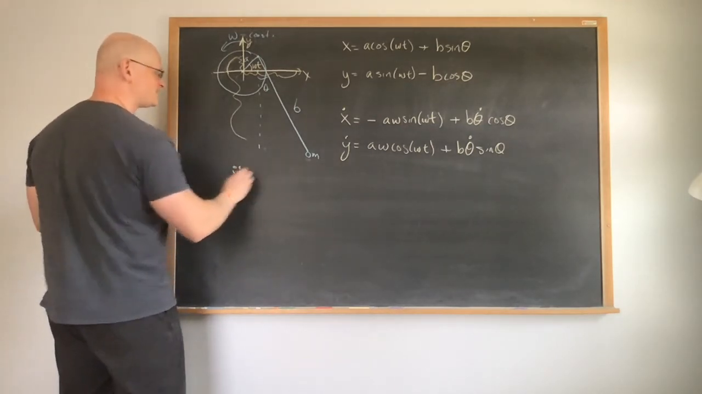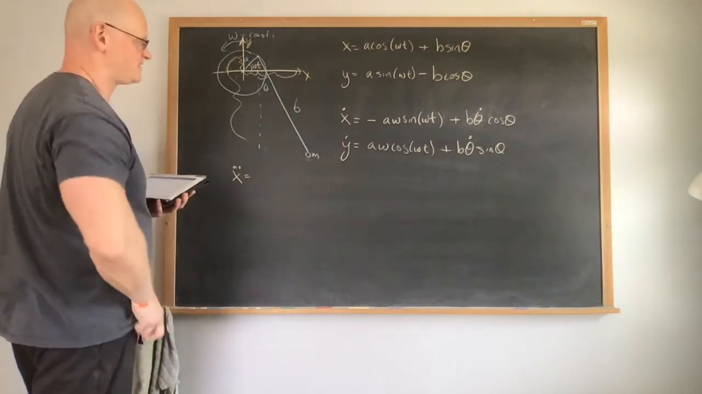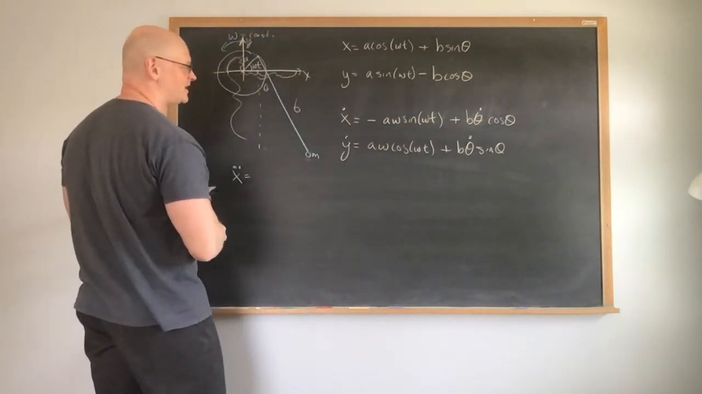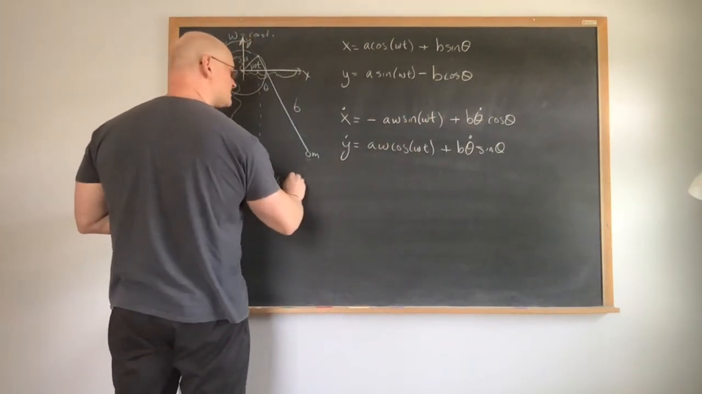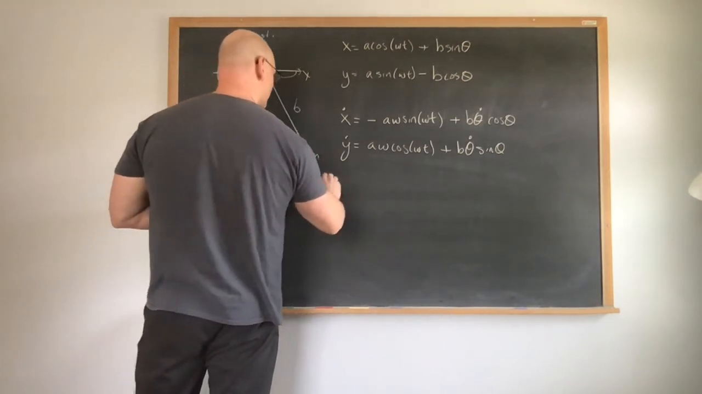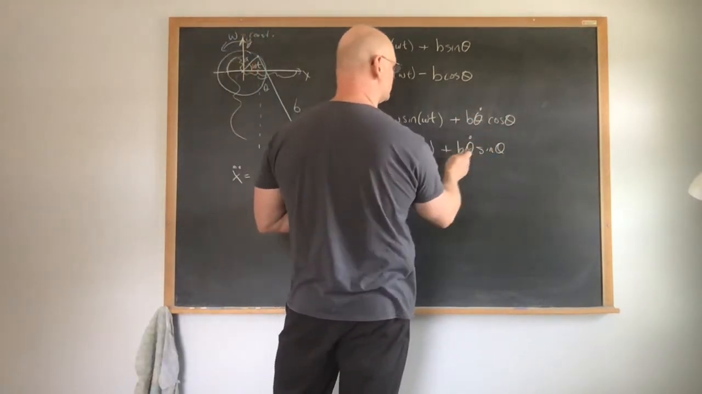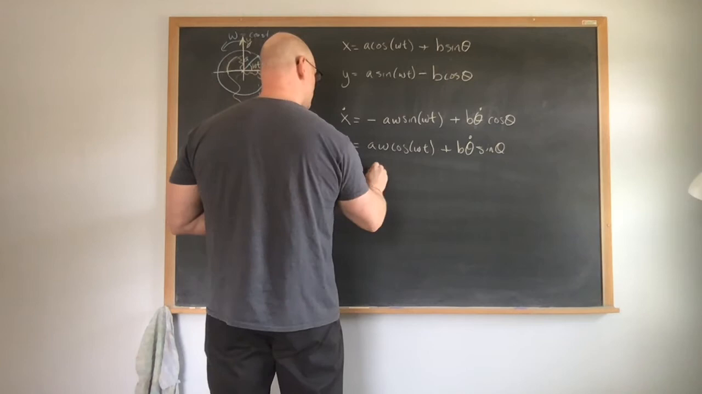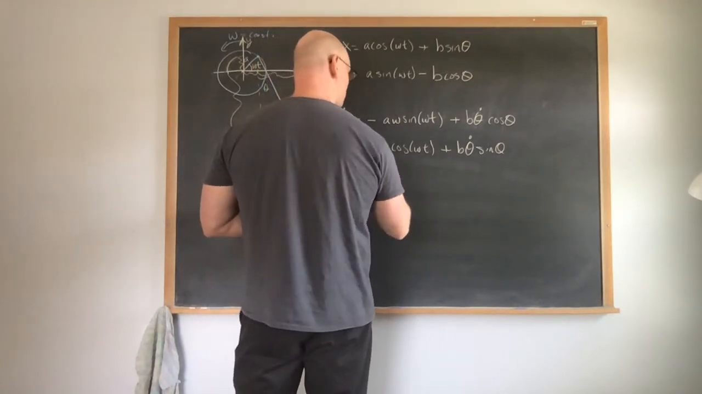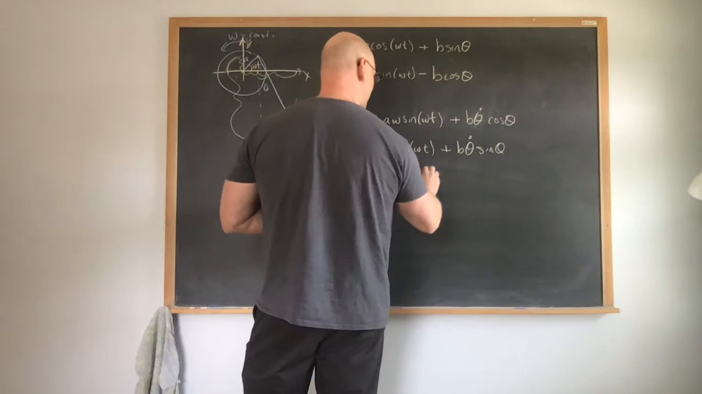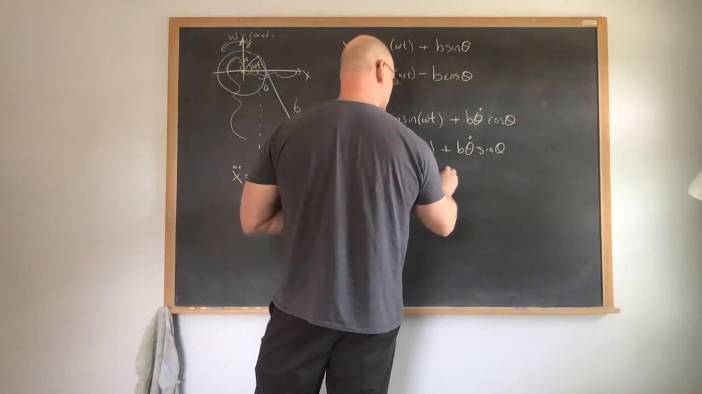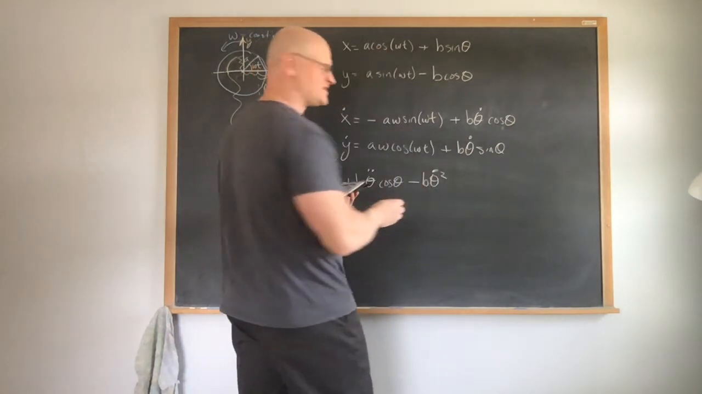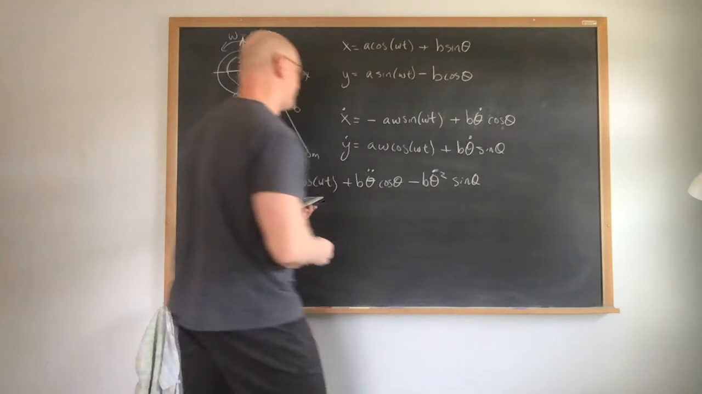So my acceleration in the x then is going to be equal to another derivative of this thing. So again, a is constant, omega is constant, so I'm only going to take the derivative of that. So I'm going to get a negative a omega squared cosine of omega t. And then here now I have two terms, so I have to take the derivative of this one and then the derivative of this one. So I'm going to get a plus b theta double dot times cosine theta minus b times theta dot squared. I'm going to get an extra theta dot from here, times then sine of theta.